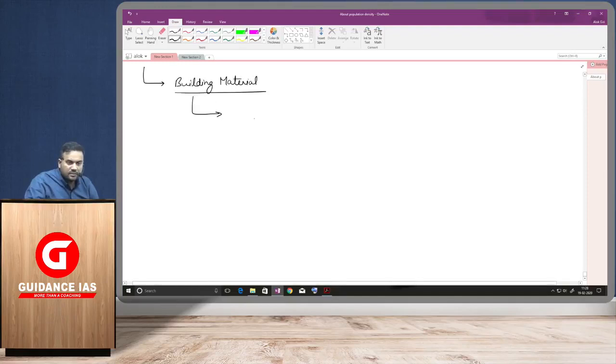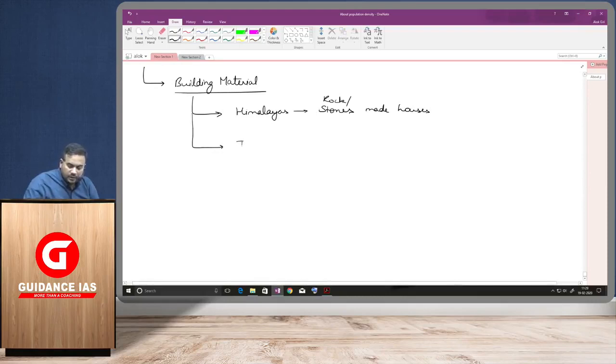So what is happening? It is the presence of locally available building material which determines the house characteristics. For example, if you go in the Himalayas, houses made up of stones are common, or rock made houses are common.